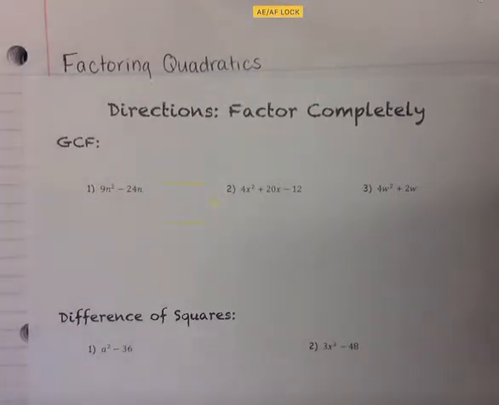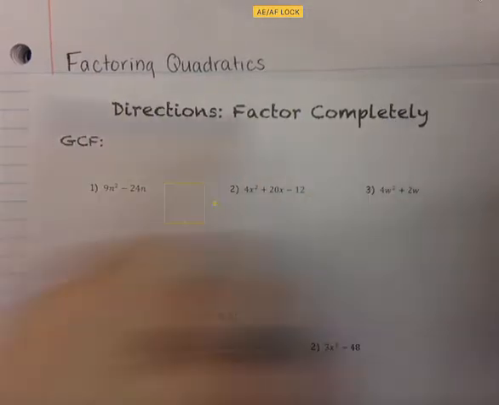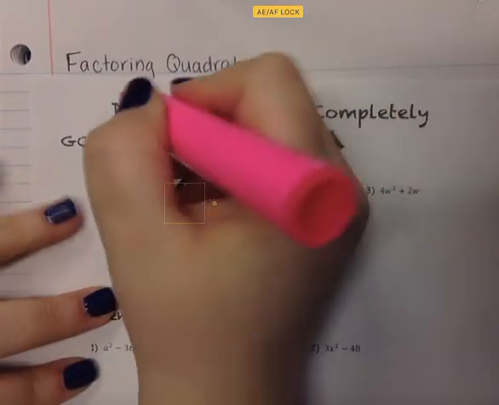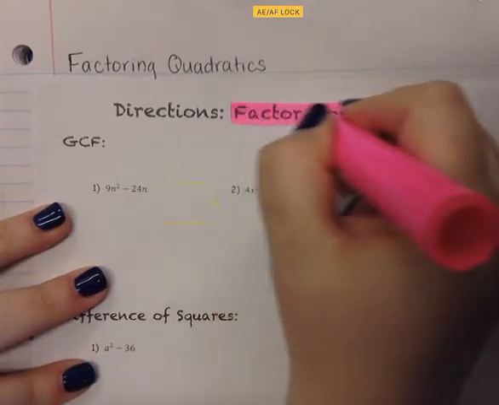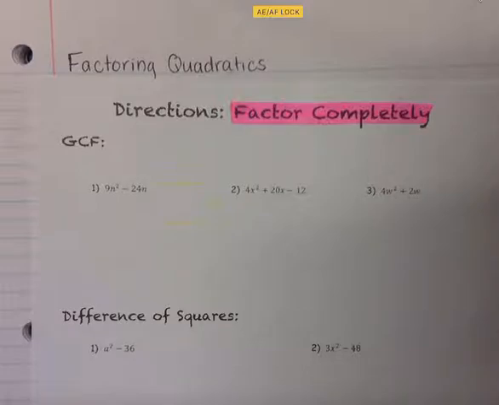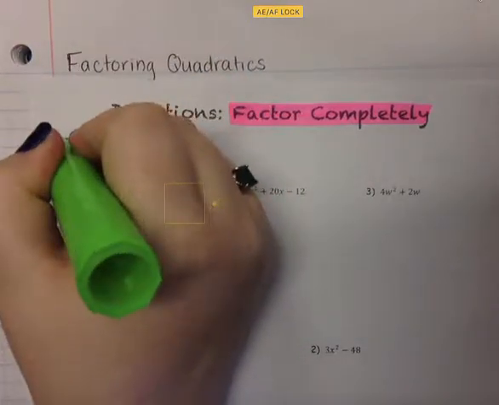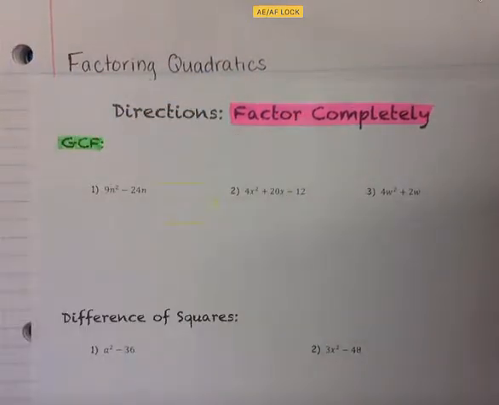So the directions up here, it says to factor completely. These are the directions. I'm going to highlight this in pink. Factor completely. First one we're going to look at is GCF. I'm going to highlight this in green because this is the topic I'm focusing on.